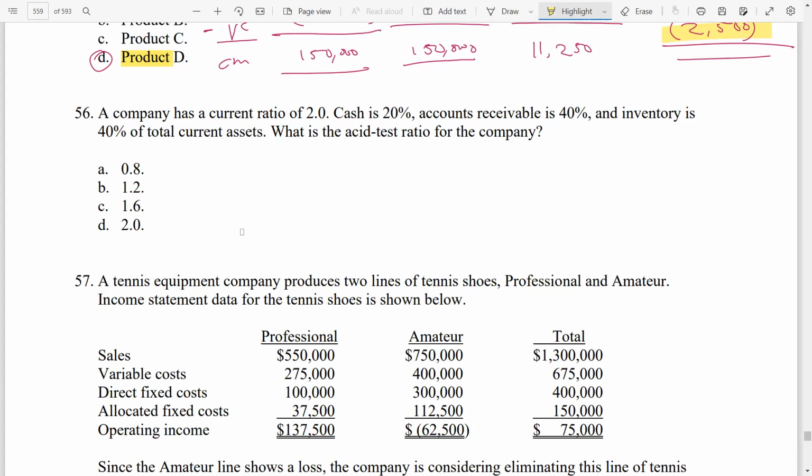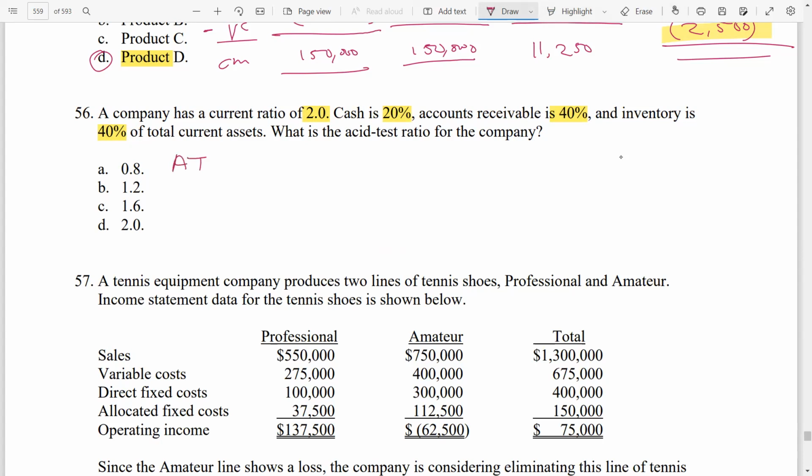Question number 56. A company has a current ratio of 2, cash is 20%, accounts receivable is 40%, and inventory is 40% of total current assets. What is the acid test ratio for this company? What is the formula for the acid test ratio?